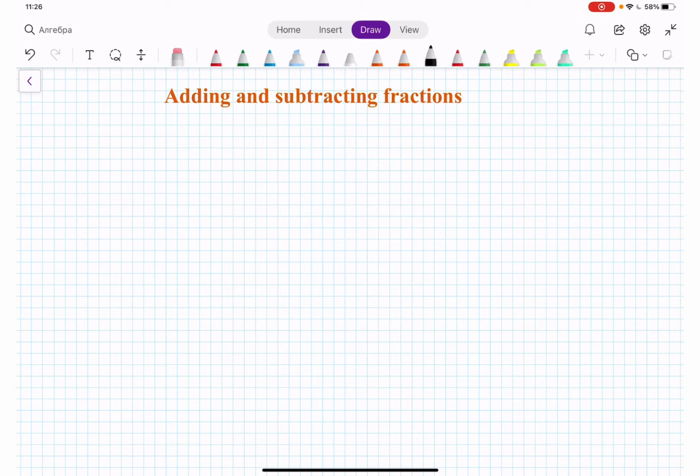Adding and subtracting fractions. So first couple of questions are going to be about least common denominator, LCD, which I already presented in the previous video. So here I will just fly over real quick.